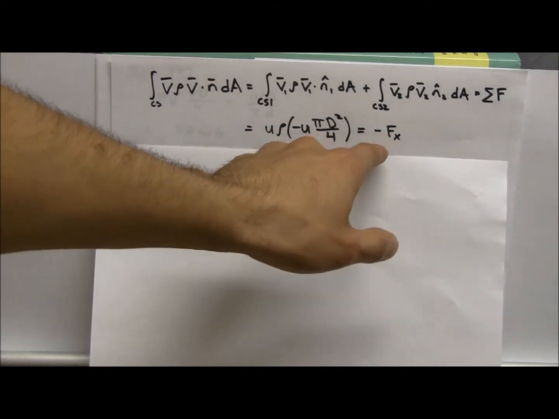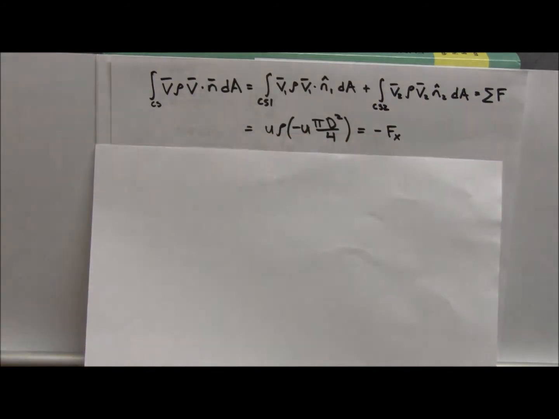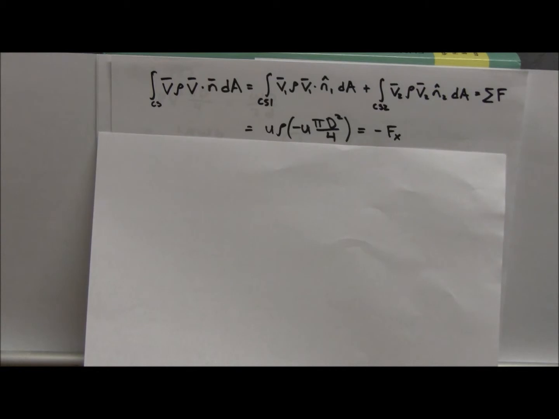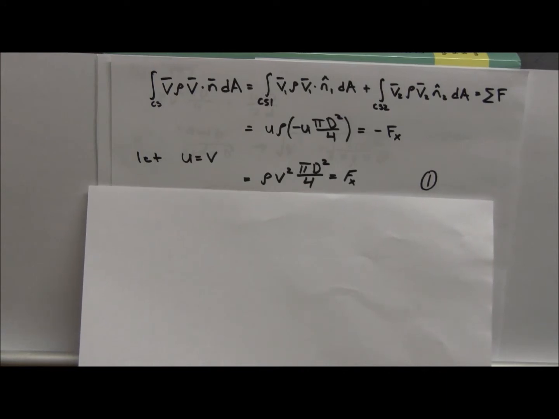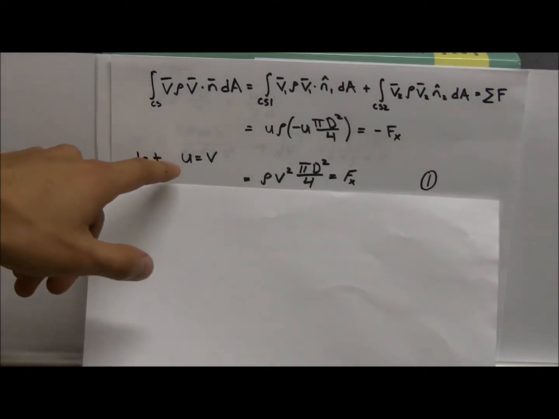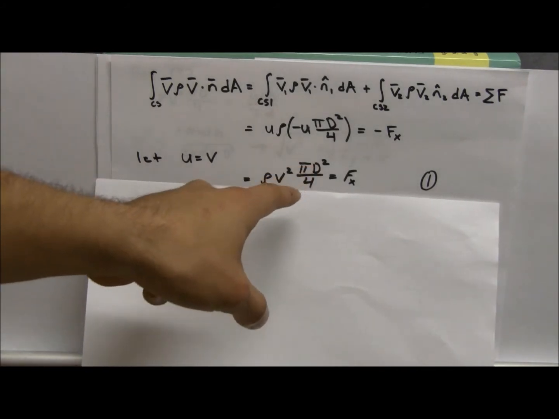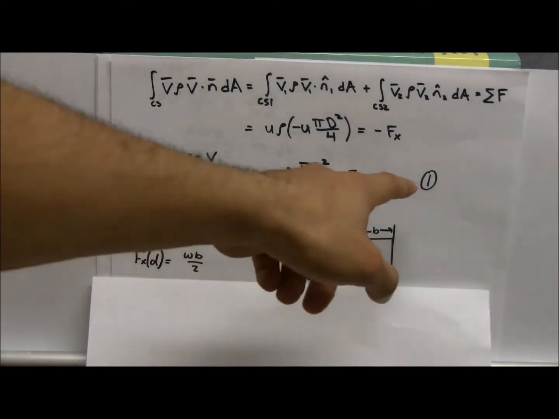The sum of the forces acting on our control volume is simply negative Fx, and it's negative because the way we assumed Fx acting is in the negative direction of i hat. Here we're simply substituting, calling u equals v, plugging that in and canceling the negatives. We're going to call that equation 1.